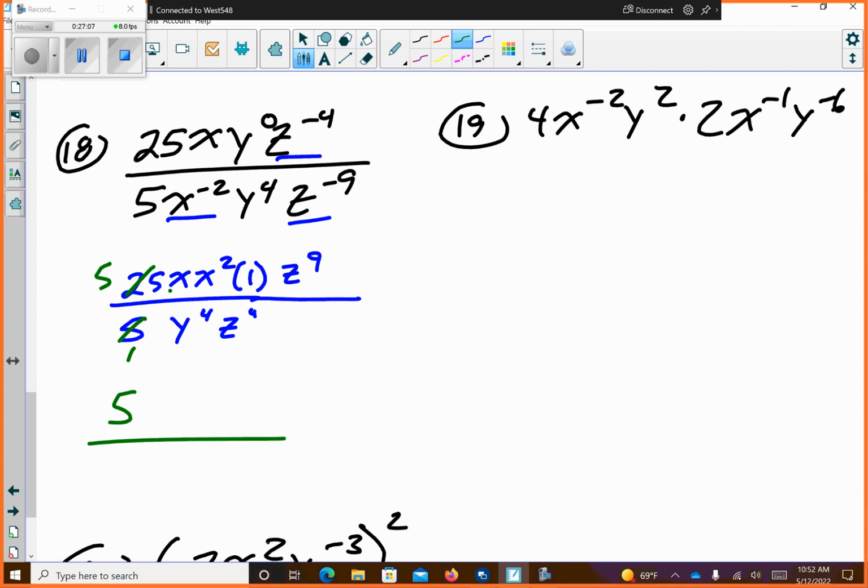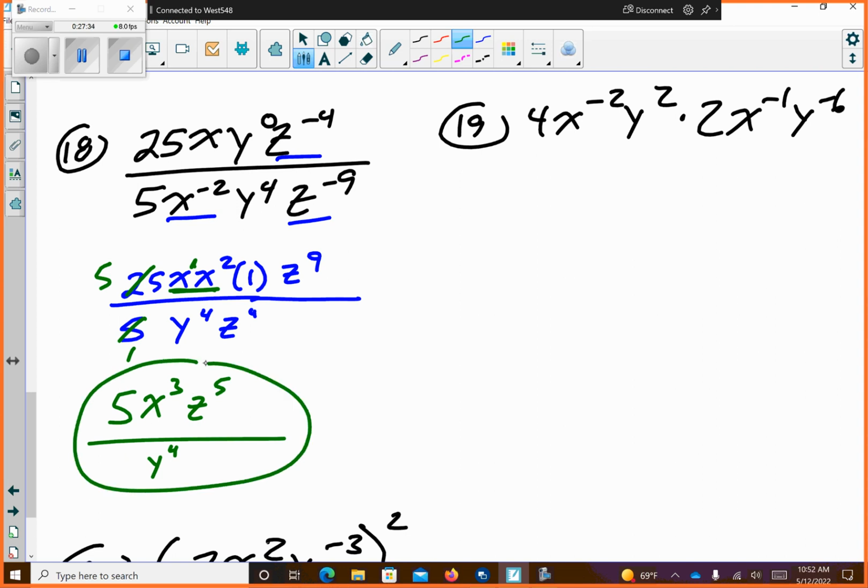Combining, how many x's do I have up on top? This is x to the 1st, right? So how many x's are there? 3. No tug of war with y's because I just have y to the 4th on bottom. Tug of war with the z's, who wins, top or bottom? Top by how many? 5. There's our answer. What did I do?